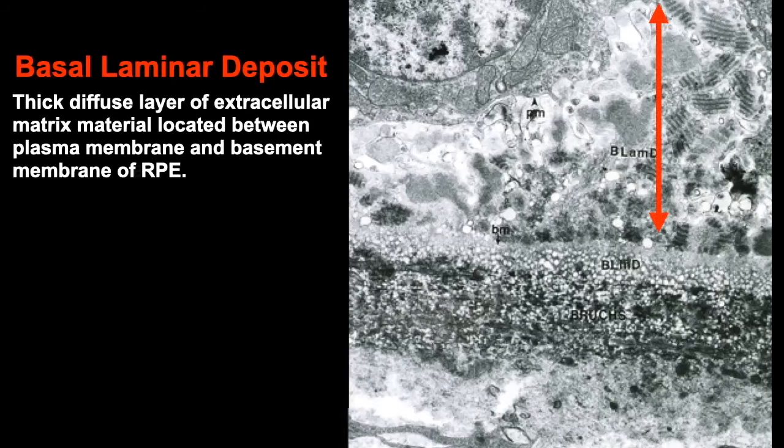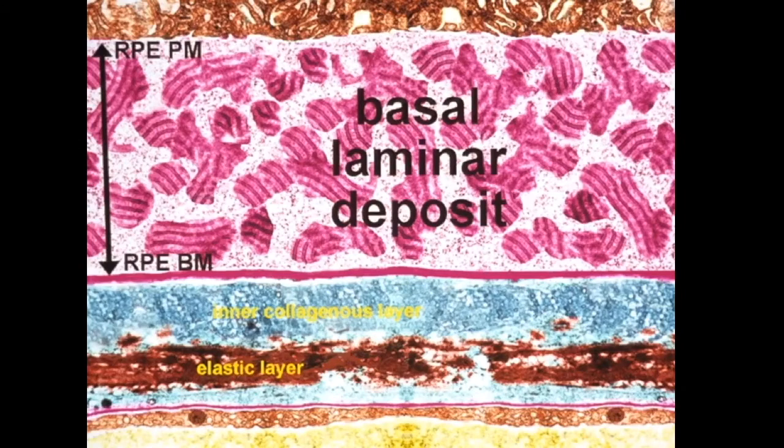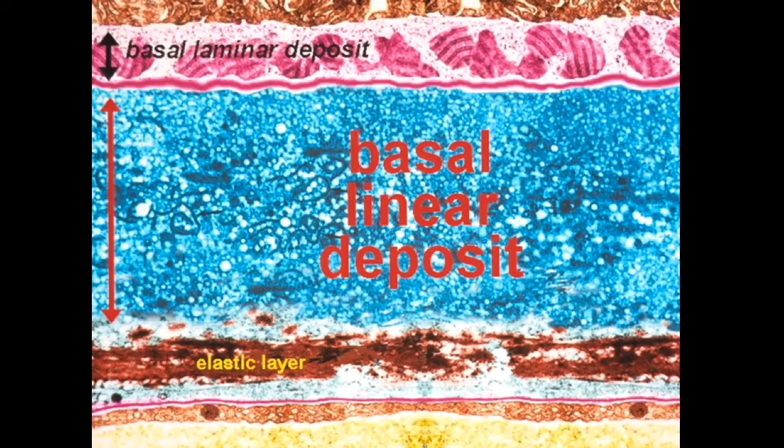A basal laminar deposit, shown here in this electron micrograph, is a thick diffuse layer of extracellular matrix material that's located between the plasma membrane and the basement membrane of the RPE. A basal linear deposit is a diffuse layer of multivesicular phospholipid material that's located between the RPE basement membrane and the intercollagenous zone of Bruch's membrane. The basal laminar deposit, shown in this cartoon, is composed of abnormal 1,000 angstrom banded basement membrane material. The multivesicular phospholipid, comprising the basal linear deposit, thickens the inner portion of Bruch's membrane.